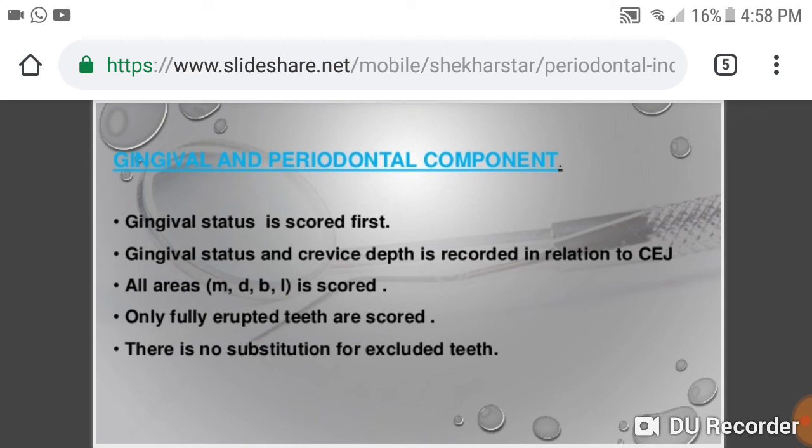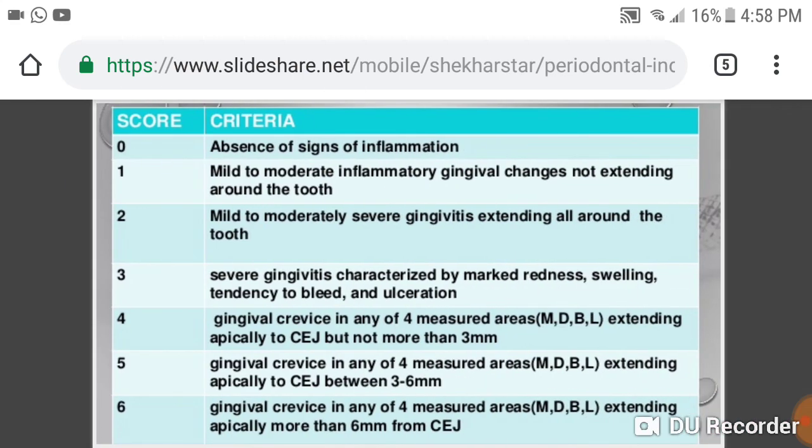MDBI, that's mesial, distal, buccal, lingual, is scored. Only fully erupted teeth are scored. There is no substitution for excluded teeth. The score 0 means absence of sign of inflammation. Score 1, mild to moderate inflammatory gingival changes not extending around the tooth. Score 2 is mild to moderately severe gingivitis extending all around the tooth.